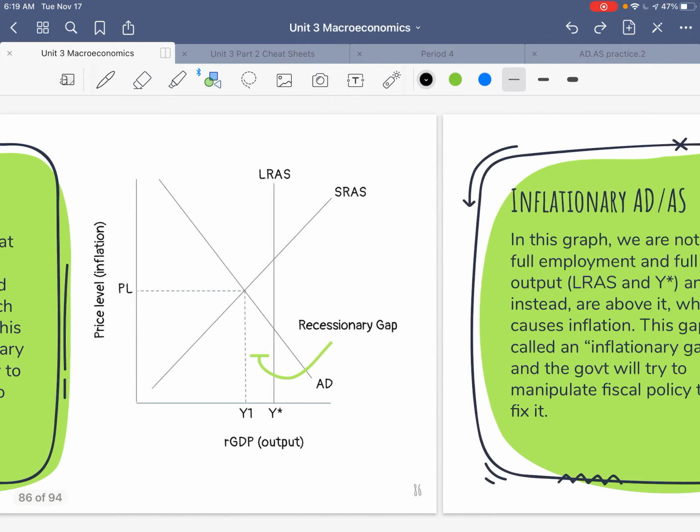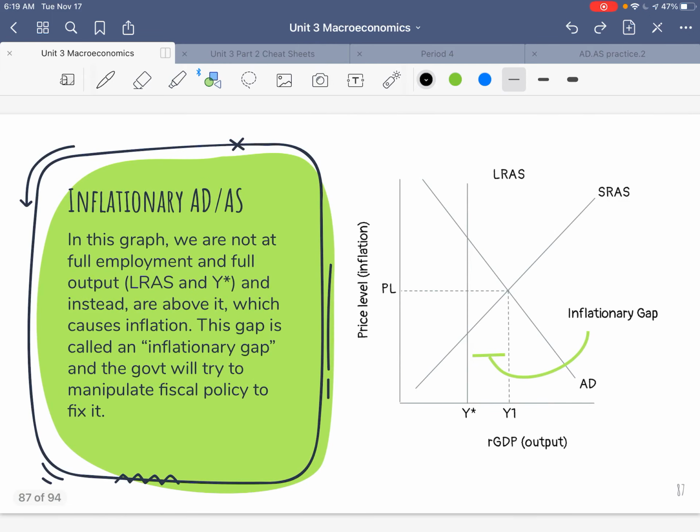All right, the opposite of this would be an inflationary gap. An inflationary gap is where we're not at full employment and full output, and instead we're above it. We're at like really close to 0 unemployment. Prices are higher than they should be. Our economy is like overactive right now. It's kind of freaking out. So our equilibrium where we are is right here, but where we should be is right here. Sorry. So we're right here, but where we should be is right here.